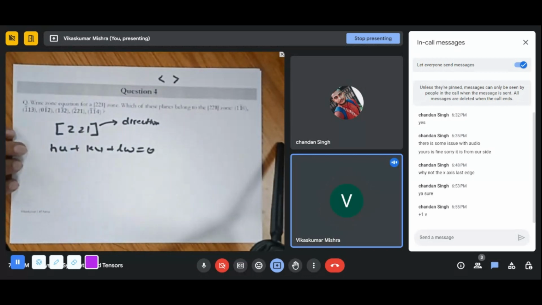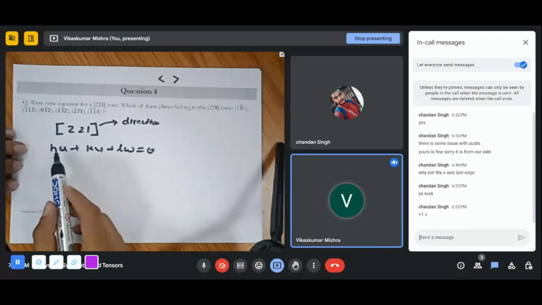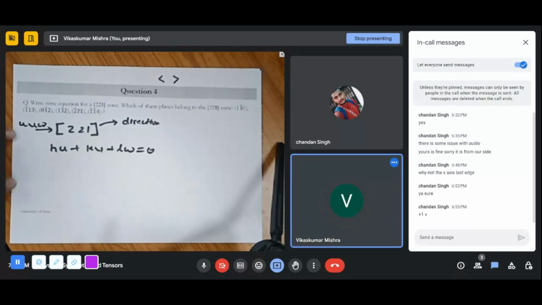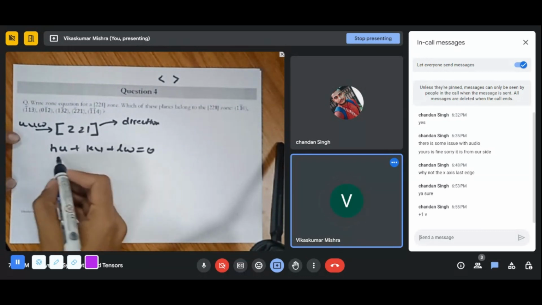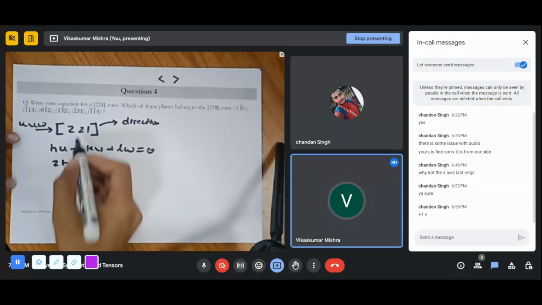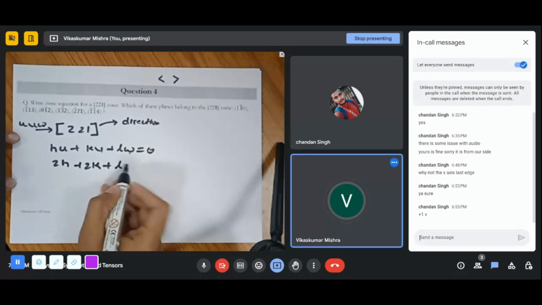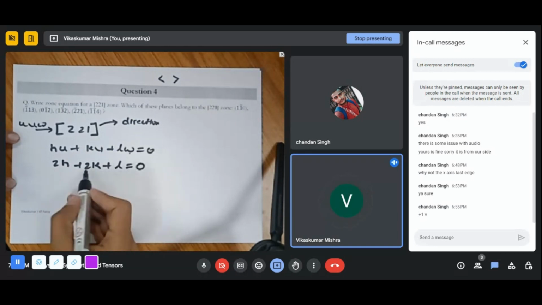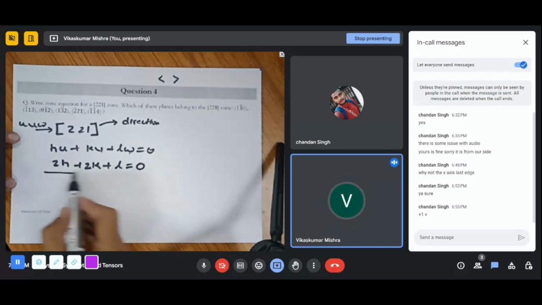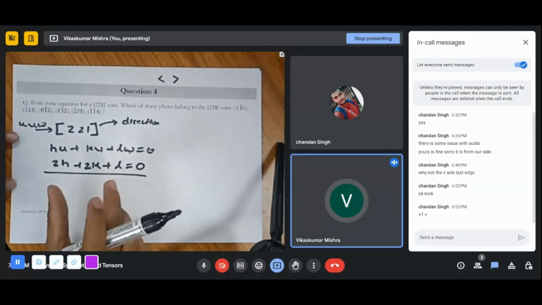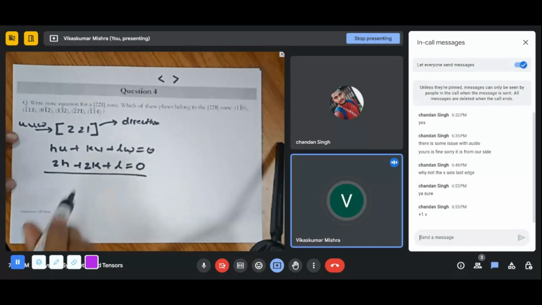Among hkl and uvw, we know this is a direction, that is u, v and w we know. We can substitute those values over here. So we'll write 2 times h. v is nothing but 2, so 2 times k, plus w is 1, so it will be 1 times l. So this is our zone equation. The question told us that 2 to 1 is a direction, the zone axis is given to us, and we need to write the equation. So now this is the zone equation.